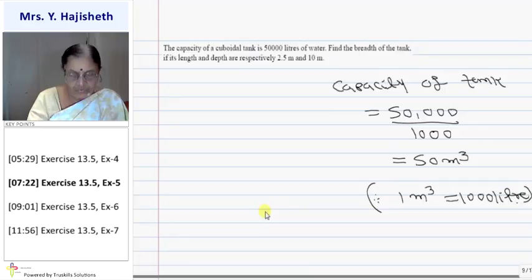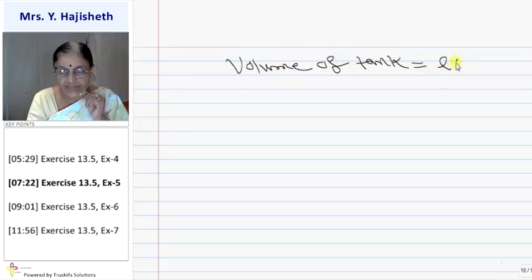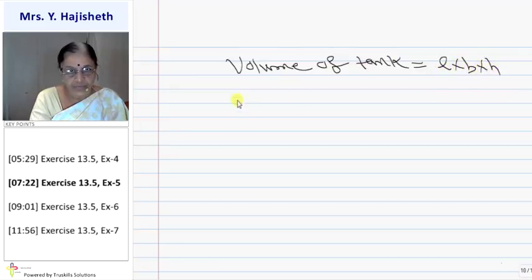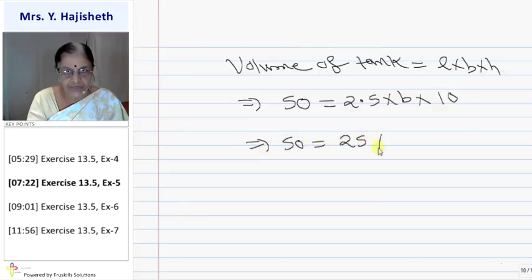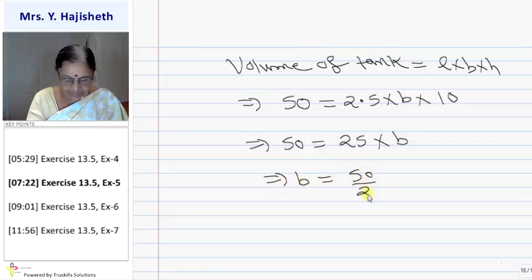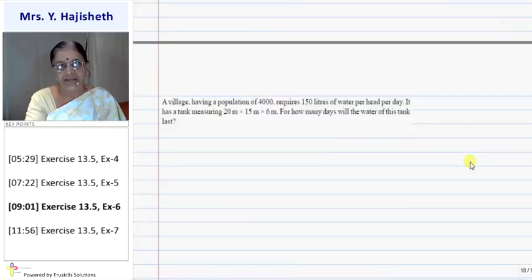Now you know volume of tank is L into B into H. Volume of tank we calculated as 50 meter cube. Length is given as 2.5, B is not given, and H is given as 10. So 50 is equal to 25 into B. So my width is 50 by 25. So it should be 2 meter. Okay. Clear?